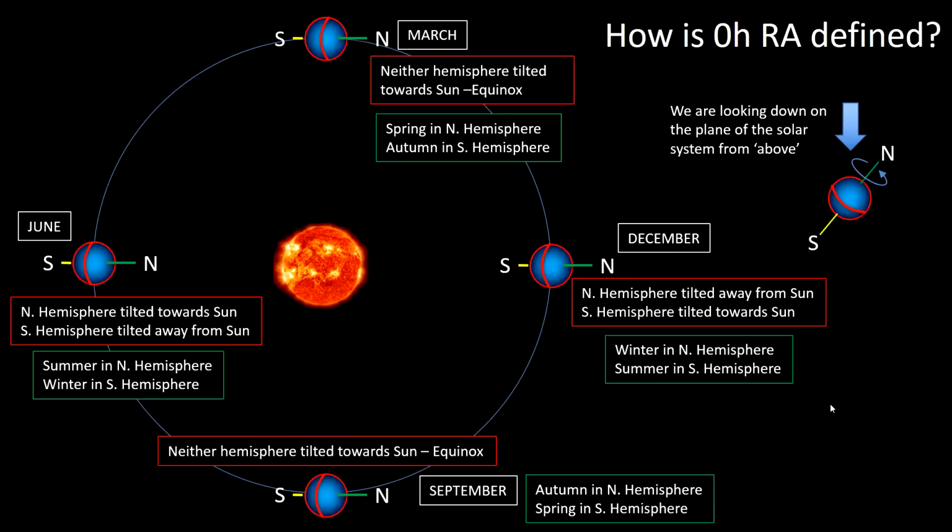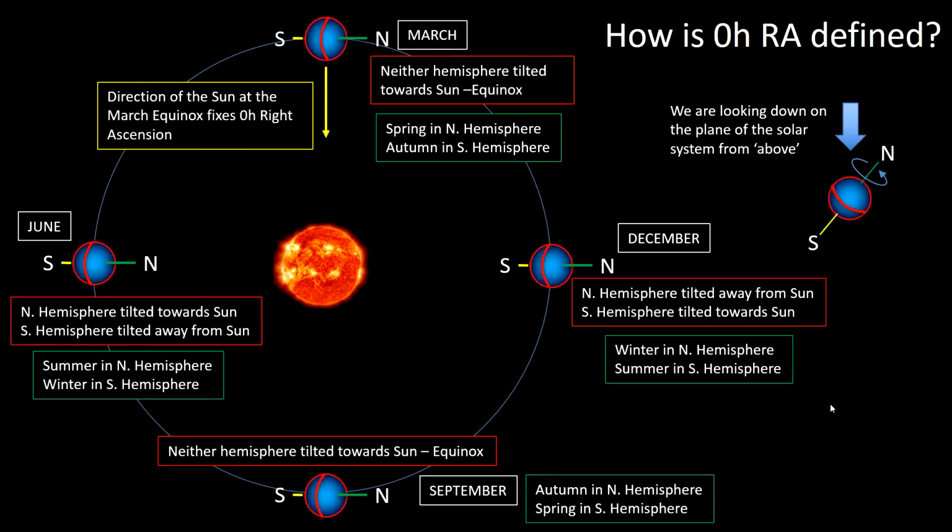We need a fixed direction in space, and the one that has been chosen, this is an arbitrary choice, there's no particular reason to choose this rather than any other direction, but it's easy enough to define, is that the yellow arrow here is the direction of 0 hours right ascension, and that is the direction the Sun is in during the Earth's March equinox, which is sometimes called the vernal equinox in the northern hemisphere. You might have seen that labelled on some diagrams. So that is the fixed direction of 0 hours right ascension.